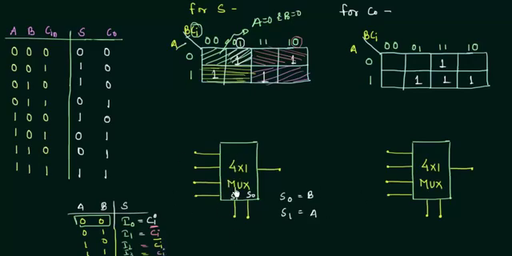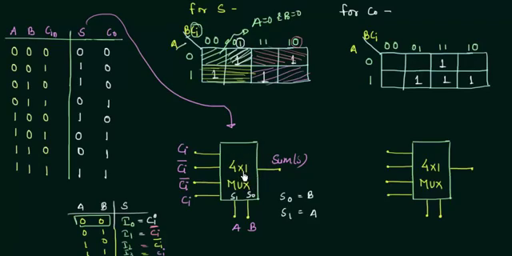So I can say that we are done with our sum, and this is your I0, I1, I2 and I3. I0 is Ci, I1 is Ci complement, I2 is Ci complement, and I3 is Ci, and this is your sum S, and these are your selector variables B, A. So this is how we have implemented the sum. This sum has been implemented by using this 4x1 mux, a single IC.